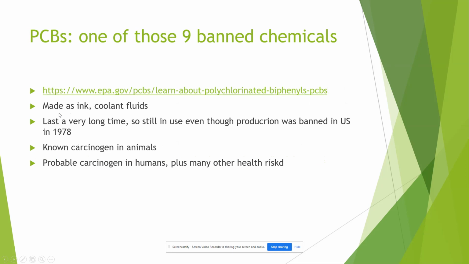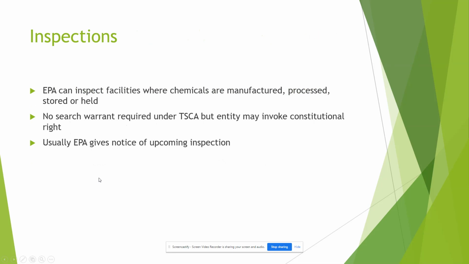Okay, here it is. So PCBs were a coolant fluid, and they lasted a long time. Their half-life is super long. So even though they banned production of it in 1978, it's still around, and it is a known carcinogen, at least in animals, but probably humans as well. So those are your banned chemicals.